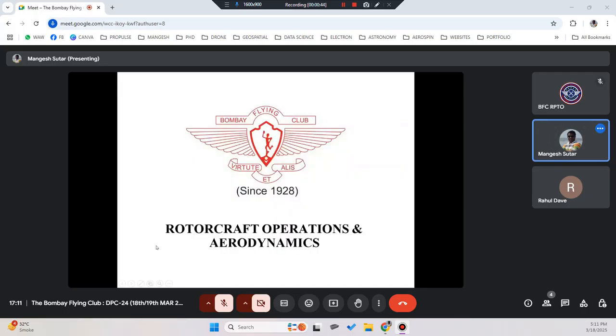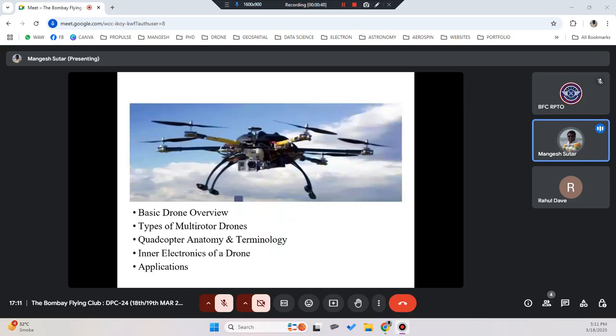So rotorcraft operations and aerodynamics. What is the basic drone overview? Types of motor, rotor, multi-rotor drones, quadcopter anatomy and terminology, and the inner electronics of the drones. What electronics does it use? And we'll see some applications of this type of drones.